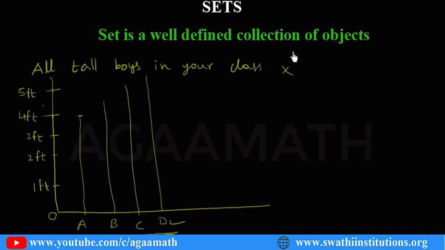Set means not every collection, but a collection of objects or things or a group of people, whatever it may be, it should be well defined. As we have seen before, top 3 cricketers: if you choose any 3 cricketers, it will vary from another person. So a set is a well defined collection of objects. So I hope you all enjoyed and understood what exactly a set is.